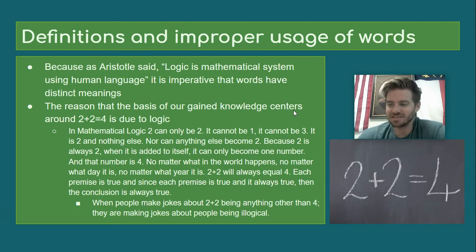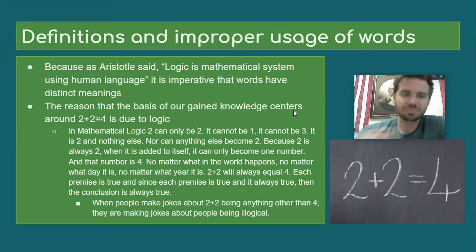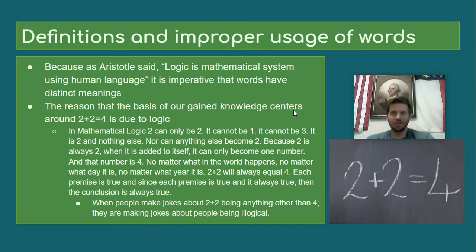Because that is what we all know. After you are in kindergarten, you know that 2 plus 2 equals 4. That's the more common saying than 1 plus 1 equals 2. Why 2 plus 2 equals 4? Good question, but I'll tell you why this is the center of our knowledge. That's because 2 plus 2 equals 4 is logical.